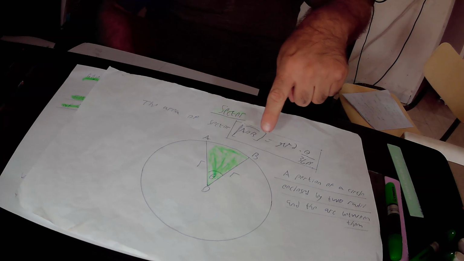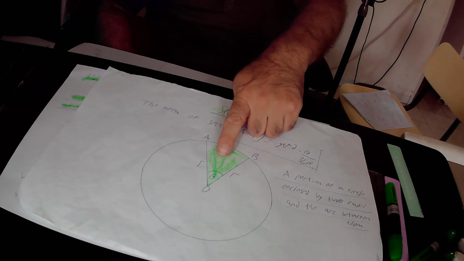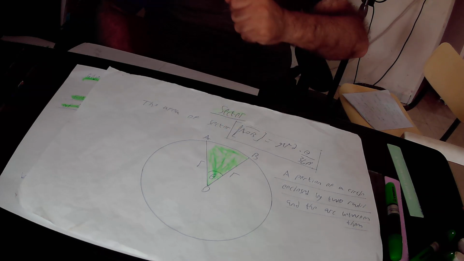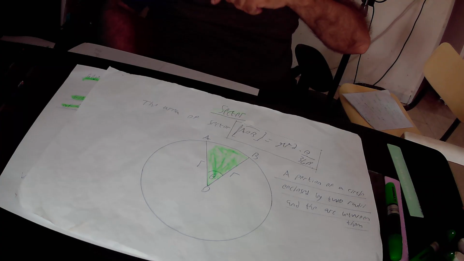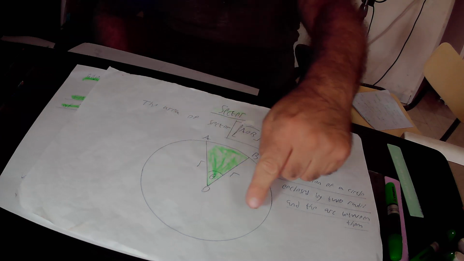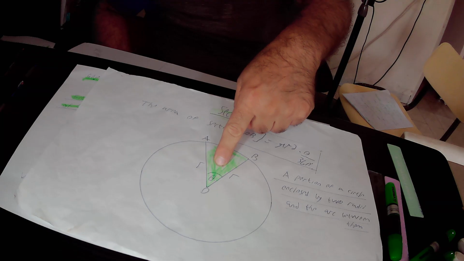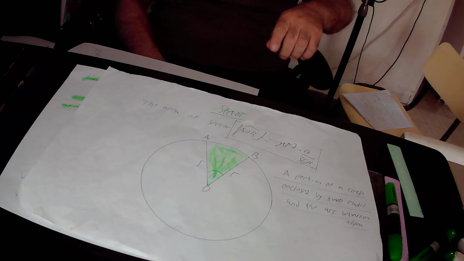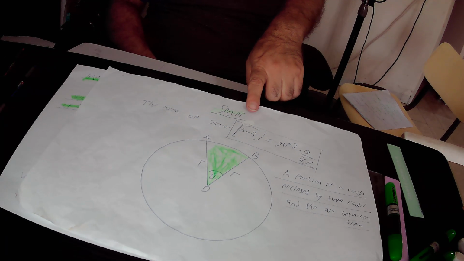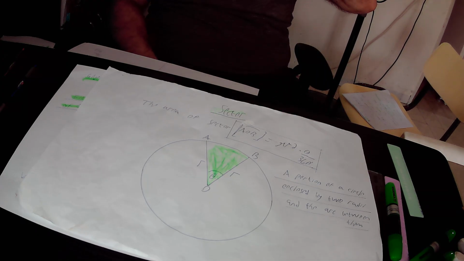Sector AOB is enclosed by those two radii and arc AB between them. The two radii are defined as the legs of the sector. So angle theta is located between the legs of the sector, and the area of the sector AOB equals pi r squared, that is the area of the circle that contains the sector, times the angle between the legs of the sector, theta over 360 degrees. Again, the area of sector AOB equals pi r squared times theta over 360 degrees.